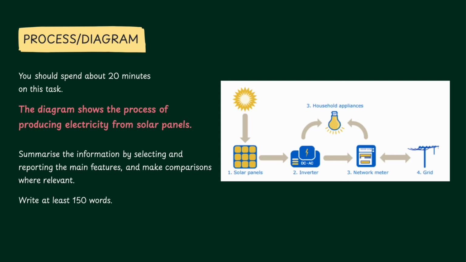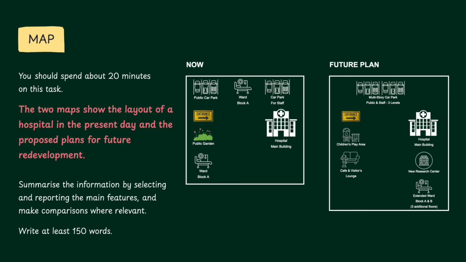Okay, and finally, we have map question. So, you'll see two different map layouts, and your job is to compare the changes over time. In this example, we're looking at a hospital map, and you need to clearly explain what will be changed. Okay? And now, we've gone through all the question types in IELTS Writing Task 1.